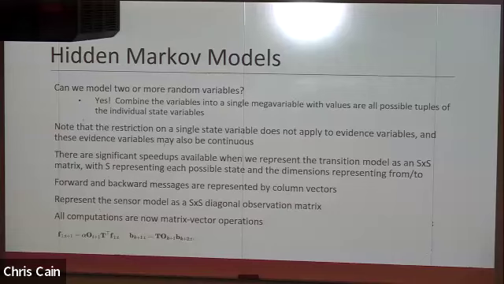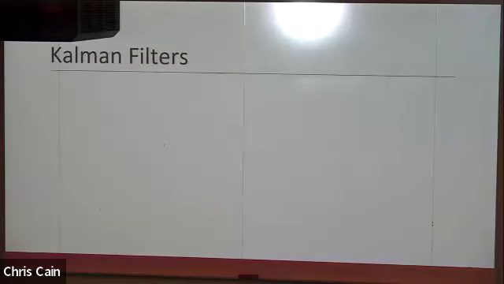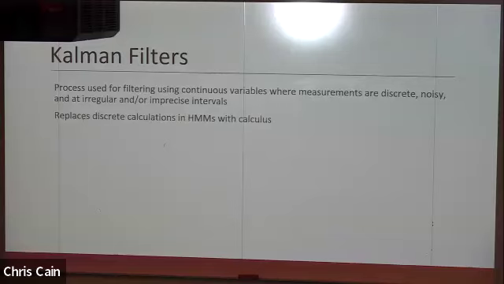And this is most useful when we apply it to what we're going to call Kalman filters. Has anyone heard of a Kalman filter before? One person. I don't remember what it is. Relearn. So Kalman filters filter using continuous variables where measurements are discrete or noisy or at irregular or imprecise intervals. And then instead of the discrete calculations of hidden Markov models, you have calculus. Of course, I don't necessarily want to go into all of that detail because it's significantly messier than what we've talked about so far.